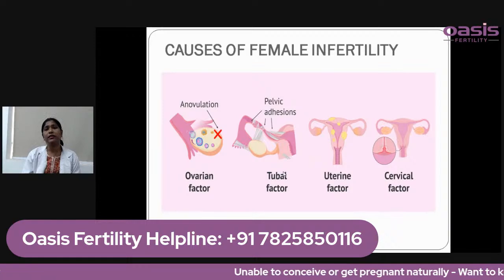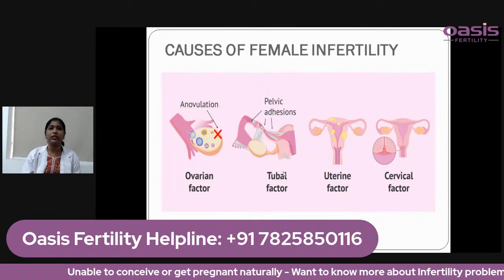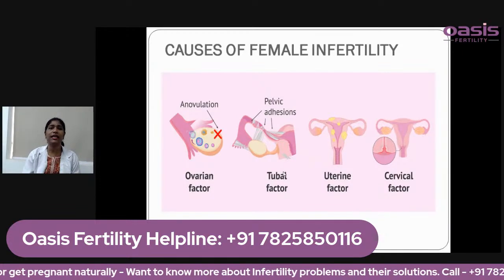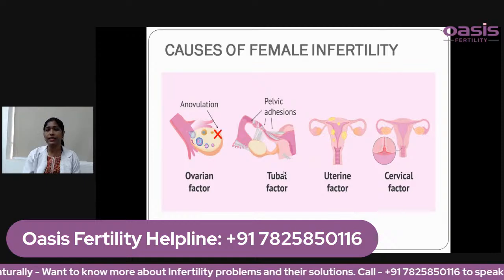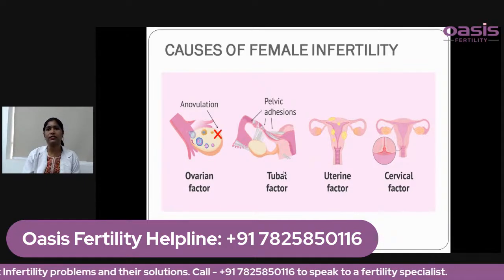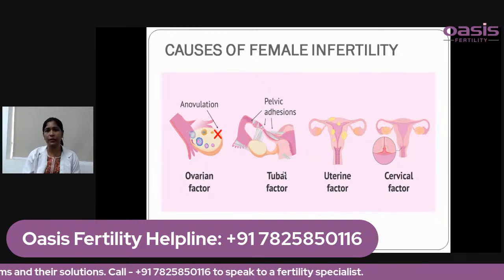So if there are any problems in the ovary, for example, anovulation, that is, no ovulation happening in the ovary, which happens generally in conditions like PCOS, or if there are a lesser number of eggs present in the ovary because of decreased ovarian reserve, as seen in elderly women. So there can be ovarian causes for infertility.